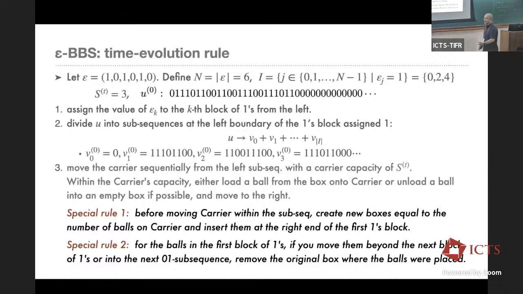In the case of the Laurent case, every cut, according to this epsilon, we can determine which division should happen. Then we introduce a carrier from left to right. In some sense the basic rule is the same. But if this carrier moves from one subsequence to the next subsequence, we have two special rules.